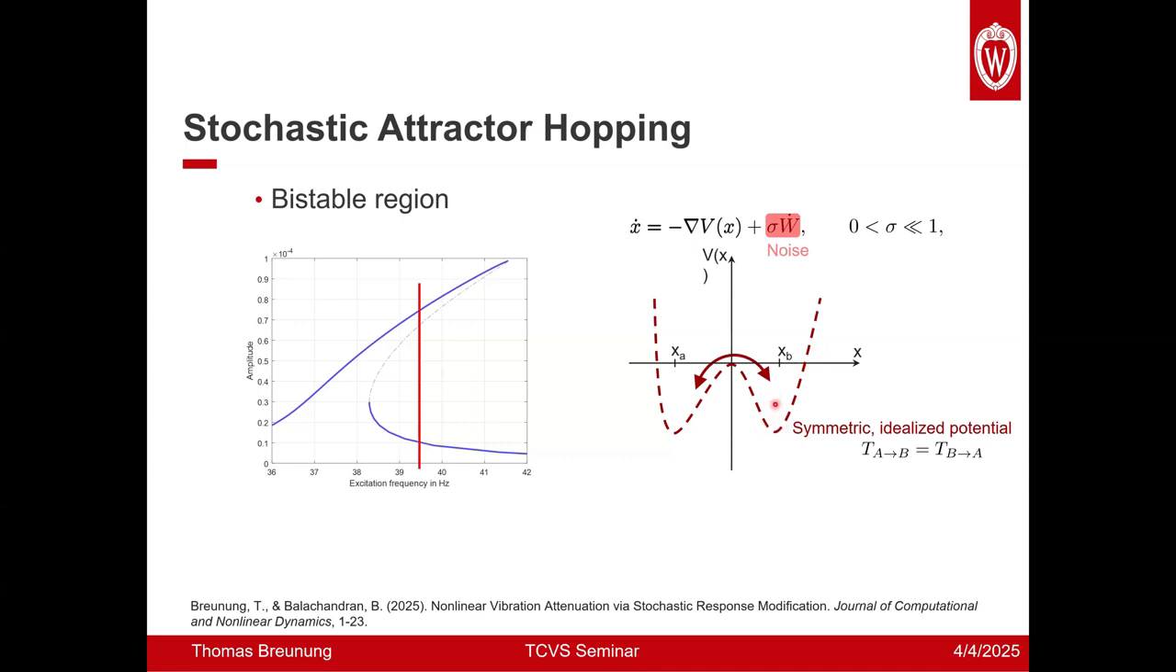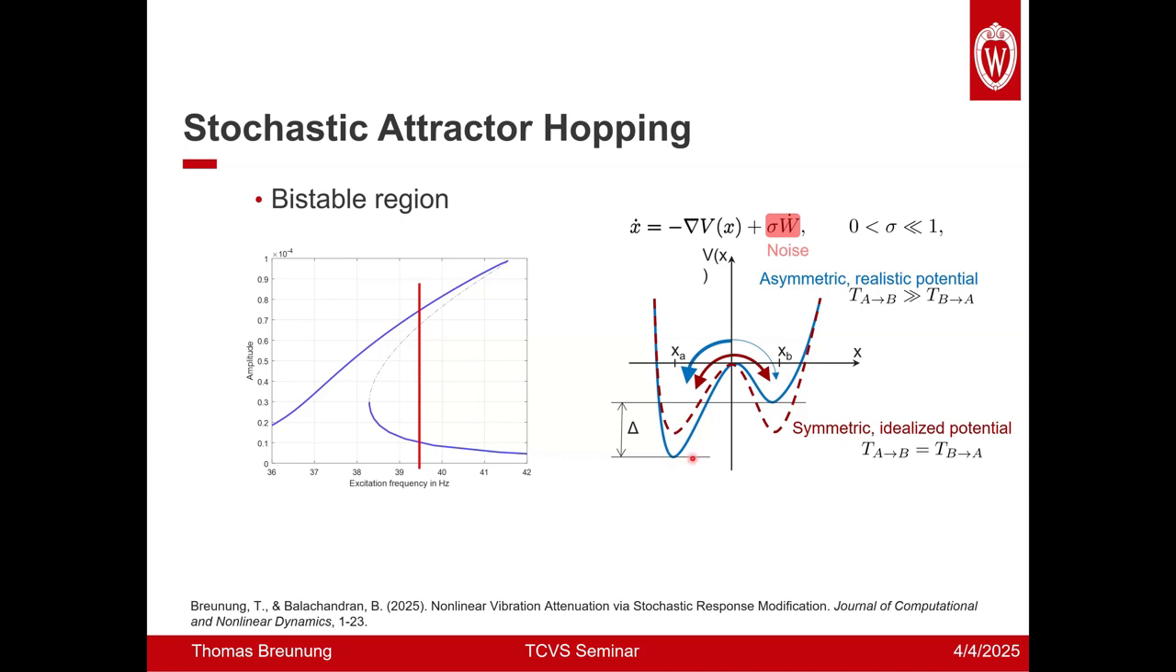So if a system starts at one attractor here, it transitions to the other one and vice versa. But overall, the time it takes to transition from A to B versus the transition from B to A is about the same. So overall, the system spends on this side the same amount of time as it spends on the right-hand side. However, in reality, potentials are usually asymmetric. And now if we have asymmetry, it turns out that the time the system needs to transition from this attractor to that attractor is much, much longer than the time needed to transition from that attractor to this attractor.